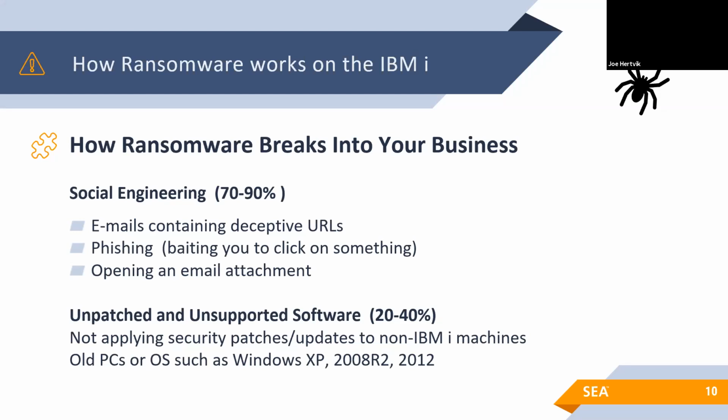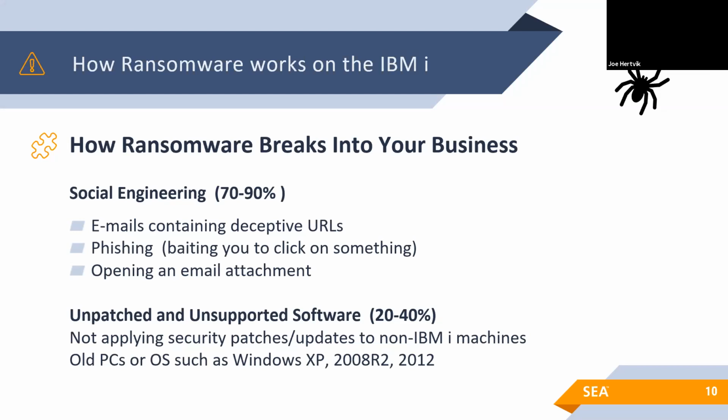The other 20 to 40% come from unpatched and unsupported software. For example, Microsoft Windows. Every second Tuesday of the month, they release patches to update their server and desktop software. A lot of those patches are security patches. If companies wait several months before applying the latest security patches, it could increase the vulnerability of getting attacked by ransomware. Old PCs, this is a big one.